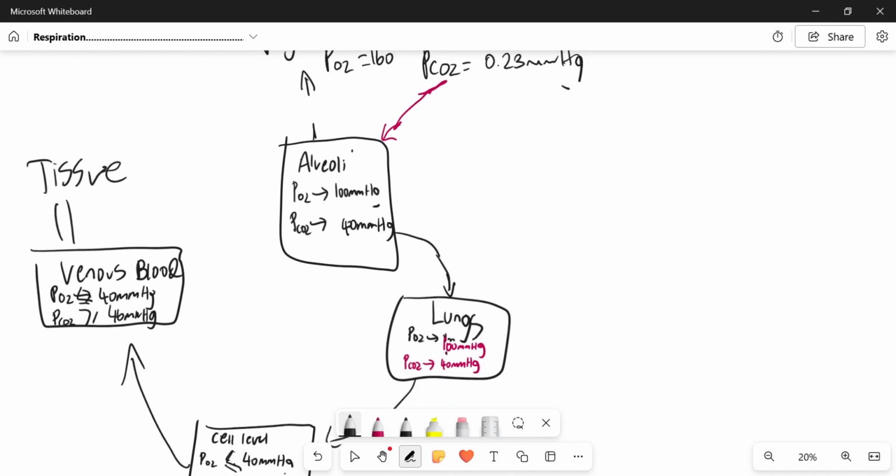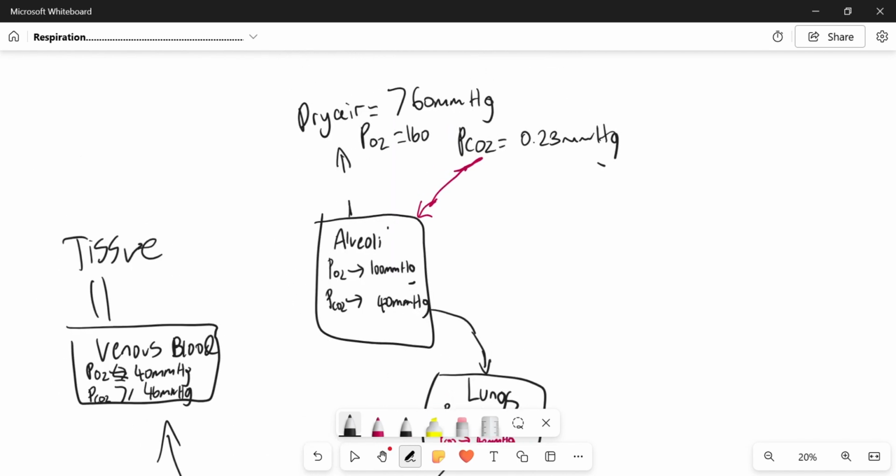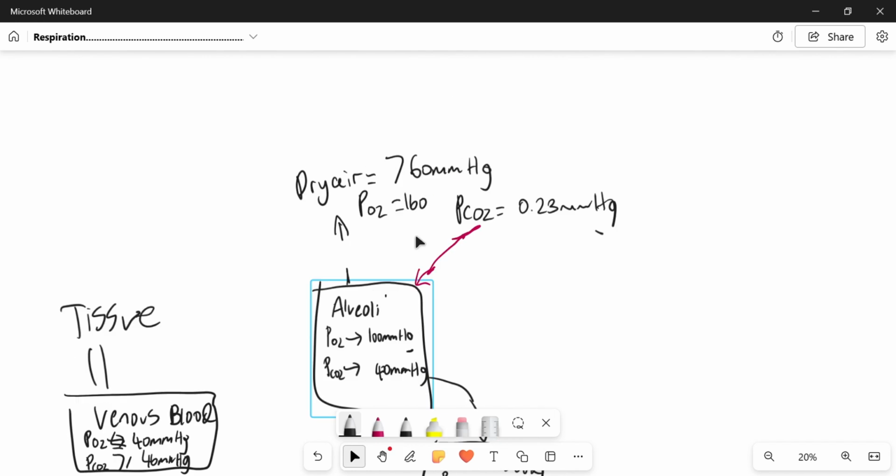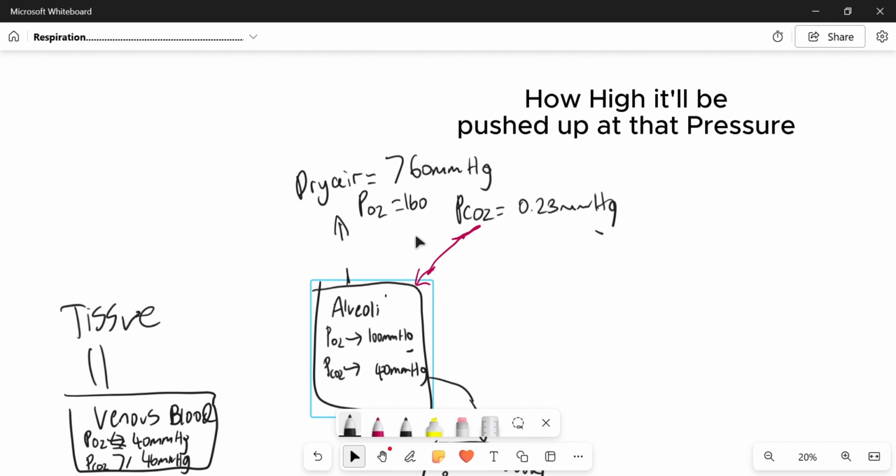Okay, just to explain this little diagram that I quickly drew up, this is the process of how partial pressure impacts the direction of airflow. So to start off with the dry air, the normal atmospheric pressure is around 760 millimeters of mercury. Just to clarify what millimeters of mercury means, it's a unit of pressure, essentially based on how high a column of mercury would be pushed up in the air.